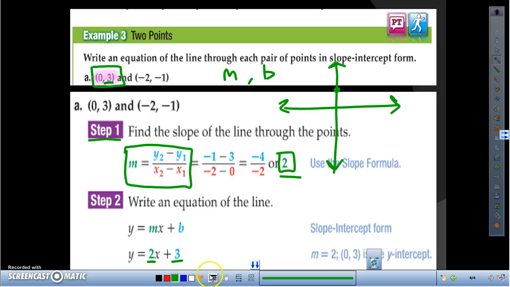Then if I wanted to graph the line, I would plot my y-intercept at 3 and then use my rise and run, go up 2 over 1 or go down 2 left 1, either or, and then draw my line through the 3 points.